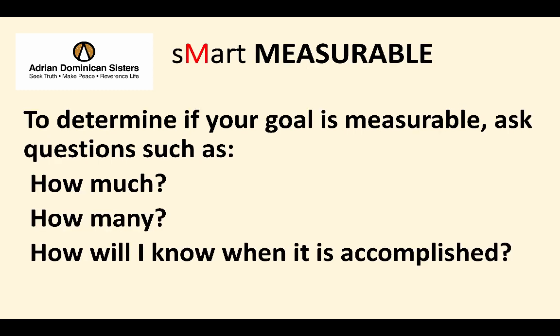The second major component of SMART goals is that they must be measurable. When writing goals, this is the area most likely to be missing. All goals need to have a way to evaluate whether or not they were accomplished. This section establishes concrete criteria for measuring progress toward the attainment of each goal you set. To determine if your goal is measurable, ask questions such as, how much? How many? How will I know when it is accomplished?